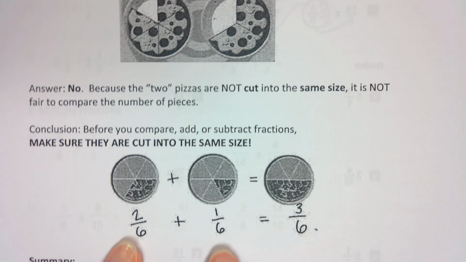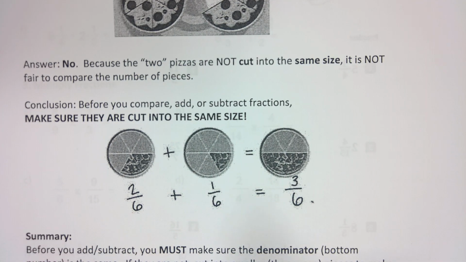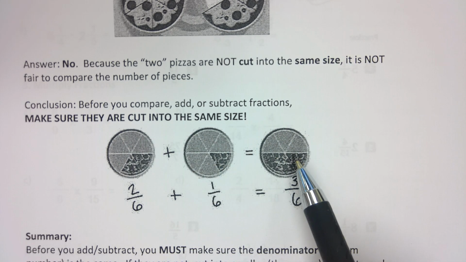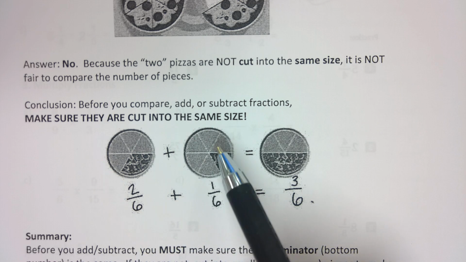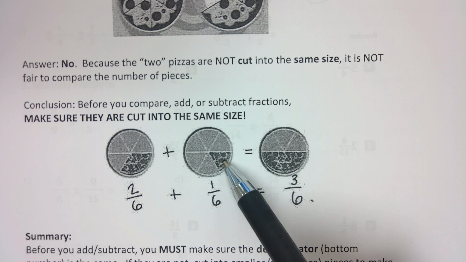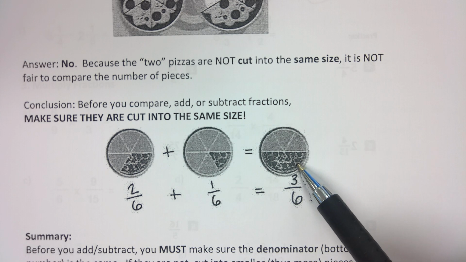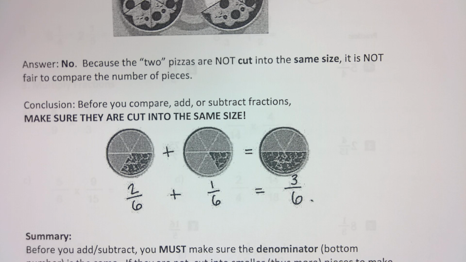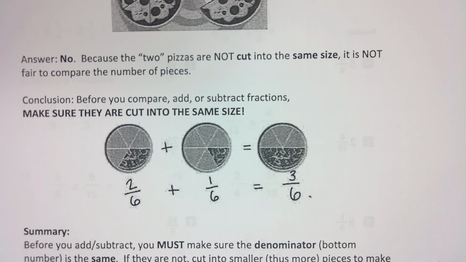So for example, right here, now that the pizzas are cut into the same 6 slices per pizza, this 2 slices here, 1 slice here, so that means there's 3 slices out of a 6 slice pizza. So like that. Okay. Is this a good final answer, by the way?